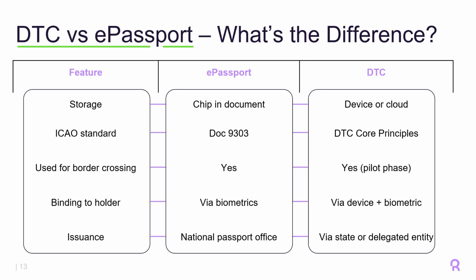Now, how are those documents linked to their holder? For ePassports, the link is established using biometrics stored on the chip. With DTCs, identity binding happens through the combination of the device itself and biometric verification. Finally, let's talk about issuance. ePassports are issued directly by national passport authorities. DTCs can be issued either by the state or by an entity delegated to do so on behalf of the state, depending on how the system is implemented.